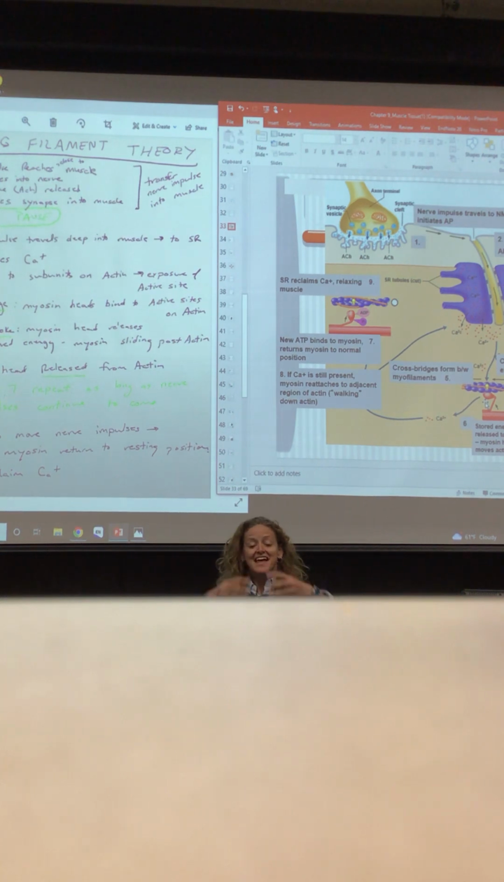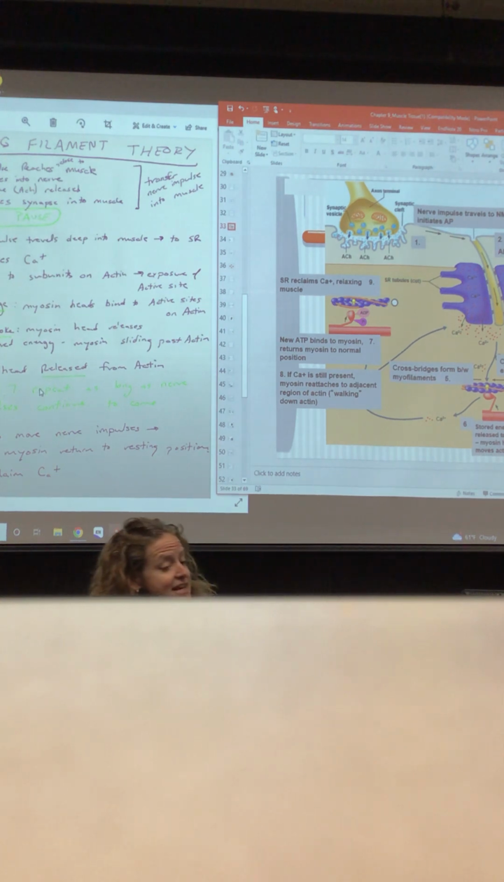But you see, there's the cross-bridging, and then they slide, but then the cross-bridge is released. Believe it or not, the myosin head is released from actin. However, steps 5, 6, and 7 will repeat as long as there's calcium.